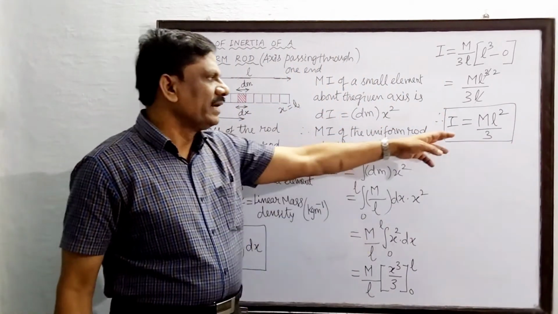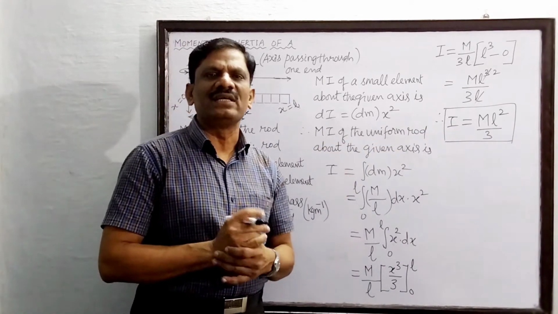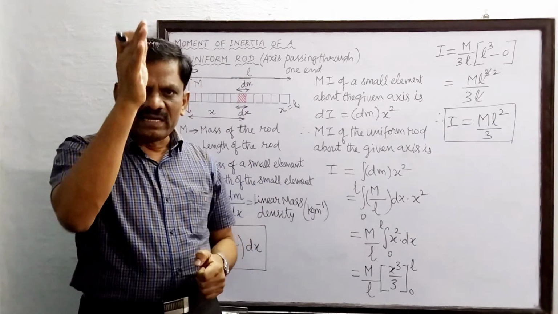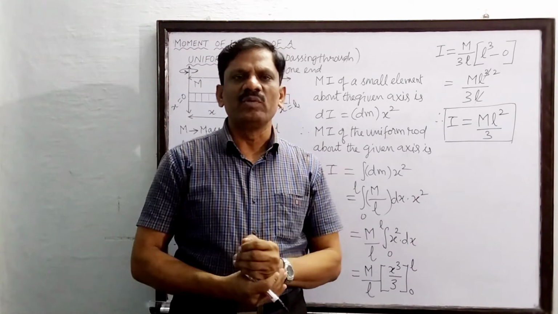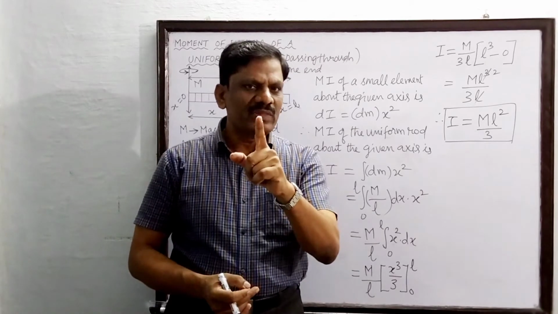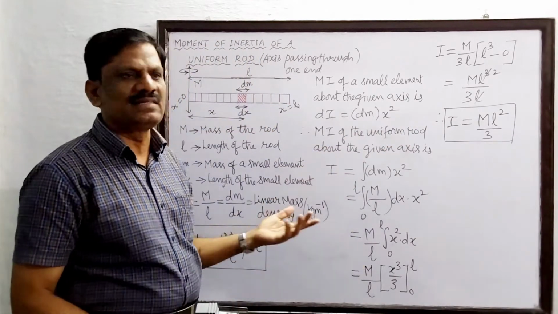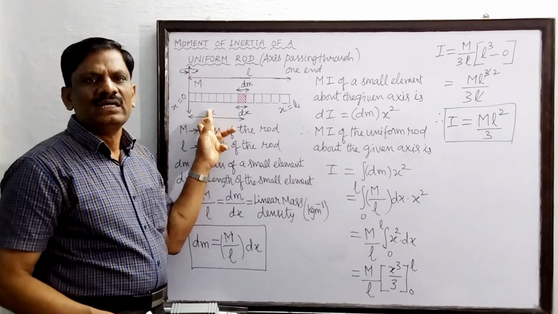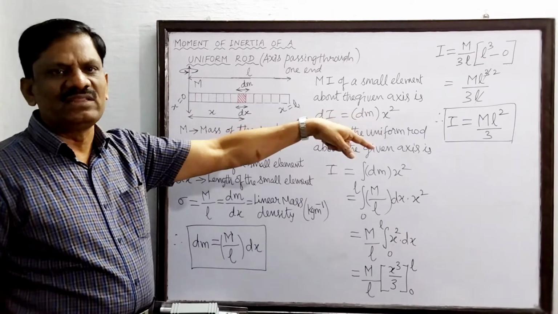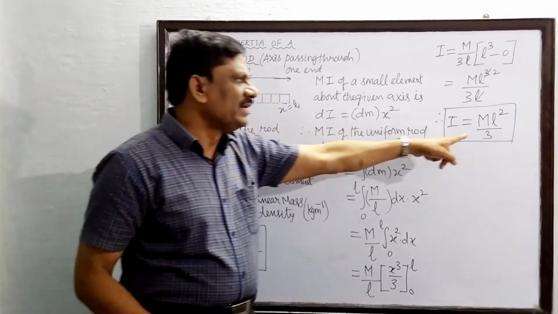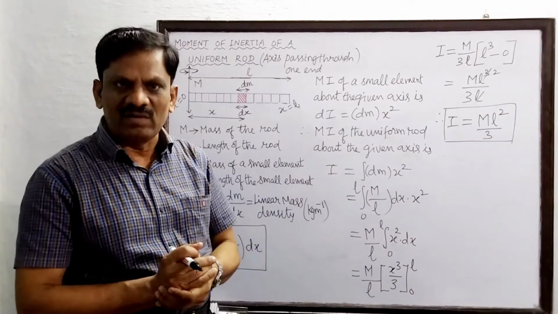Okay, students, earlier we found that when the axis of rotation passes through the center of mass of the rod, the moment of inertia was found to be M L square by 12. Now for the same rod, when the axis is passing through one end, the moment of inertia is found to be how much? I is equal to M L square by 3. So M L square by 3 is greater than M L square by 12.